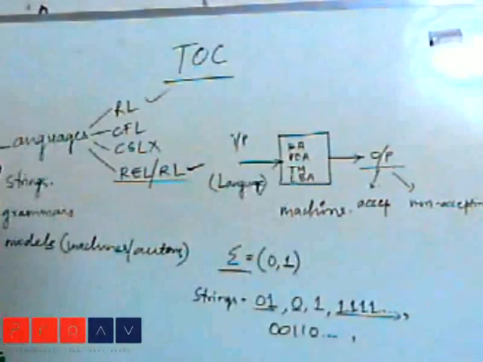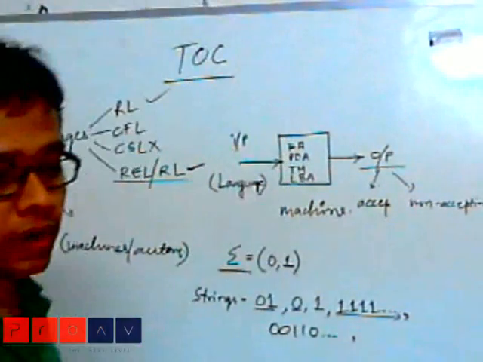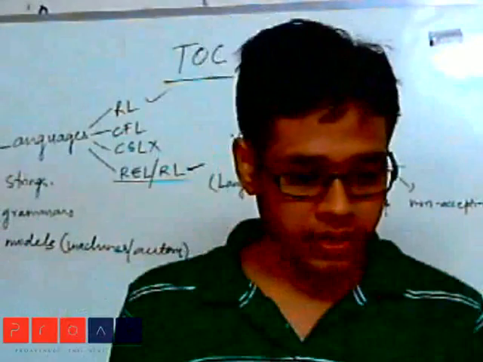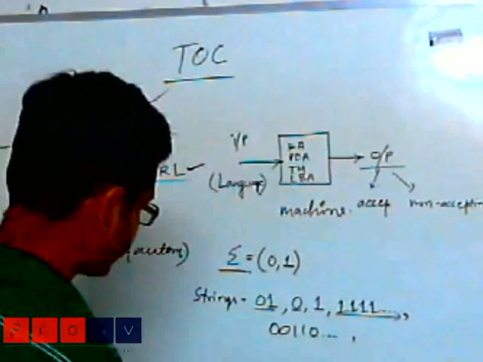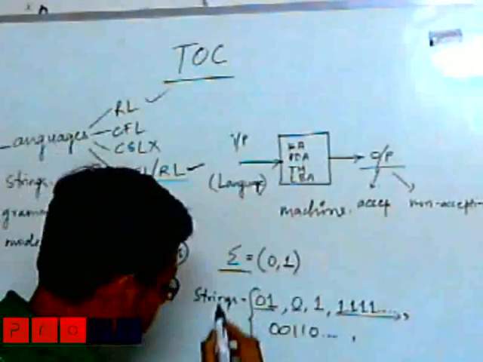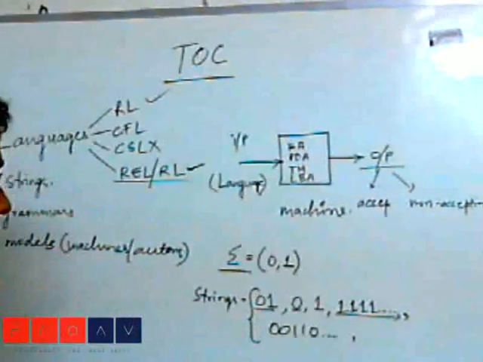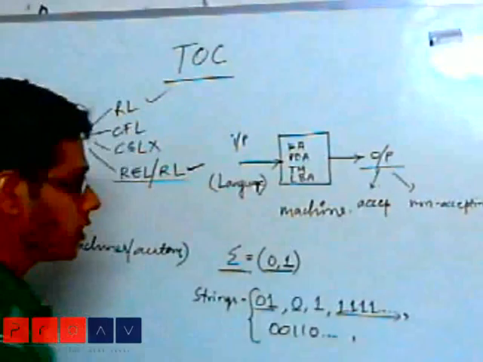So what is TOC? TOC is nothing but the study of mathematical representation of computing machines and their capabilities, right? Now, the collection of these strings with some restrictions gives rise to formal languages. Now, these are my two input symbols in this case.